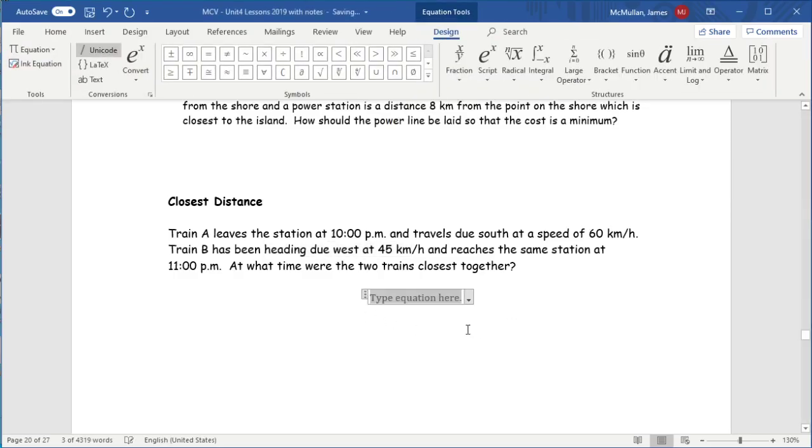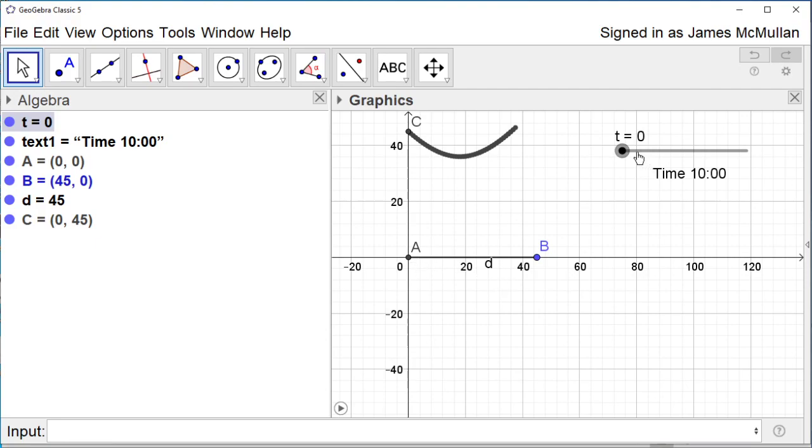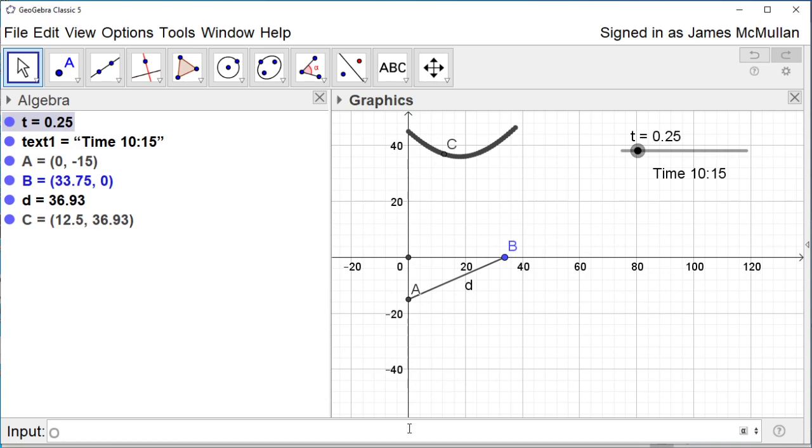Okay, so d in this question. So let's start with d squared. Okay, now where's train A? Train A, which is the height of the thing, is just located at 60t, right? So like if this, so let's do it this way. So segment OA.